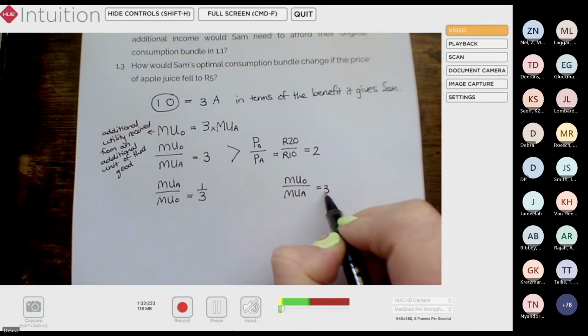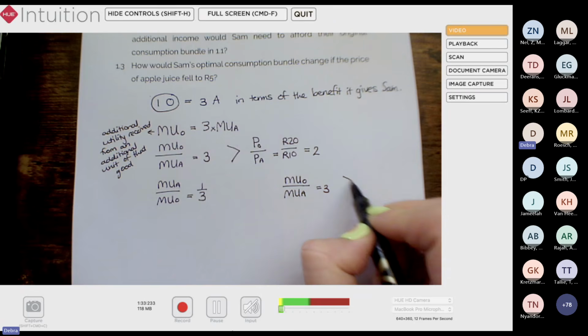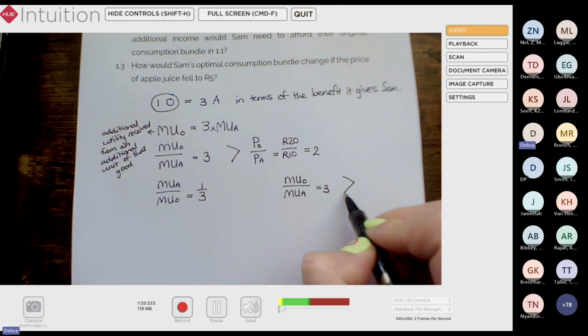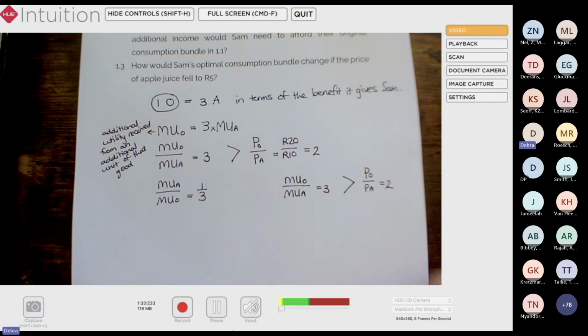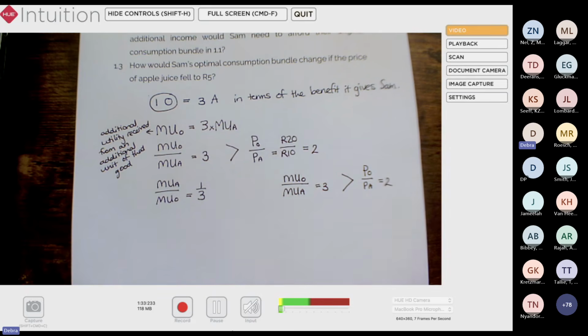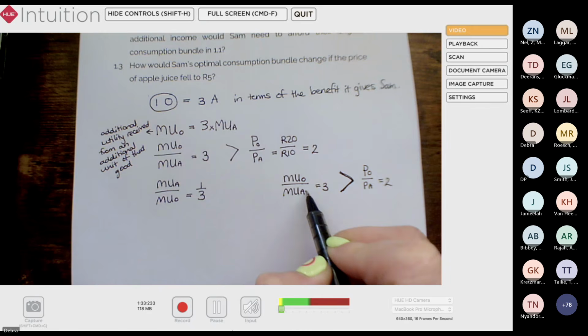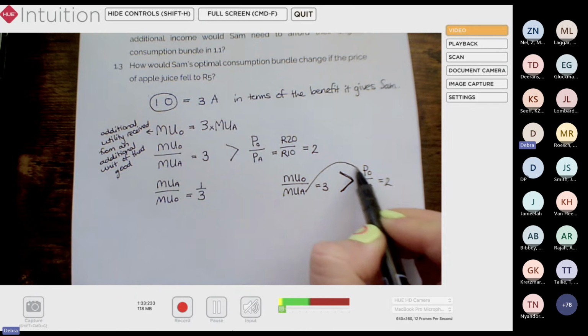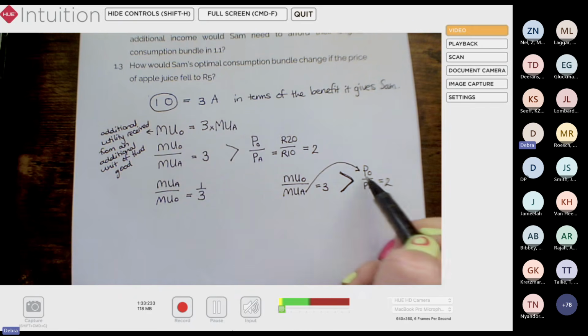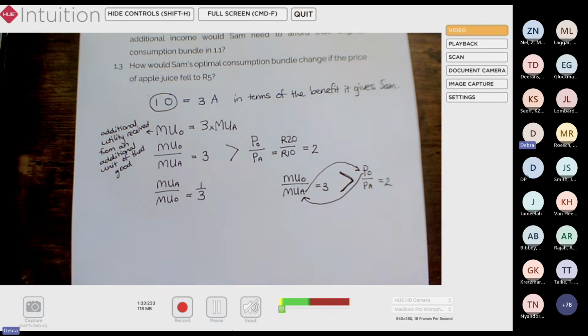Okay, so how I can also represent that is I can say that if MUO over MUA is equal to 3, and we know that this is greater than the price of orange juice over the price of apple juice, which is equal to 2, what I'm going to do is cross multiply. So I'm not going to change this inequality. I'm just going to move this MUA to the position of PO, and move price O to the position of MUA. So I'm just going to do a little cross multiplication. And what I then end up with is that the MUO over the price of O must then also be greater than the MUA over the price of A.